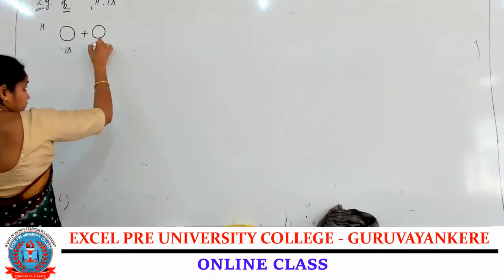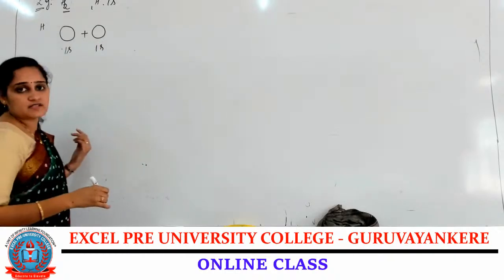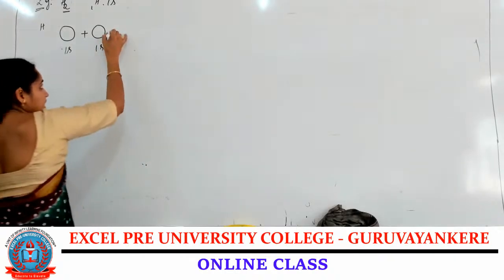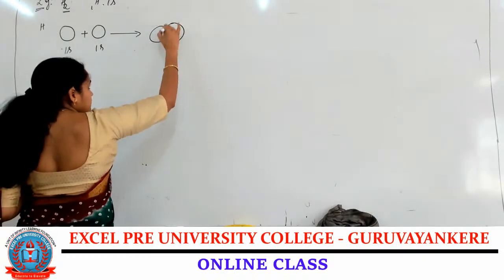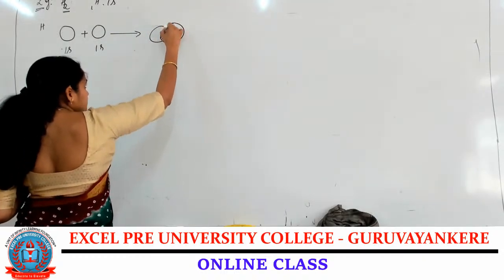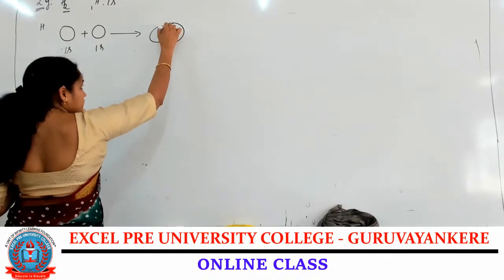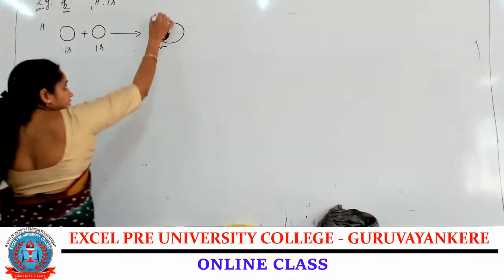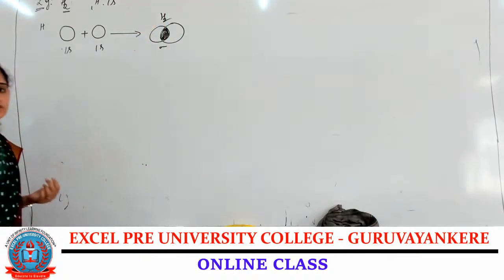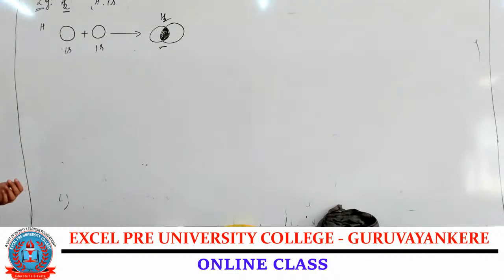The 1s orbital of one hydrogen atom and another 1s orbital of another hydrogen atom undergo overlapping. It forms overlapping like this. Actually, the two circles should be of equal size. By drawing, it forms the sigma bond. It is nothing but H2 molecule formation. ss overlapping.